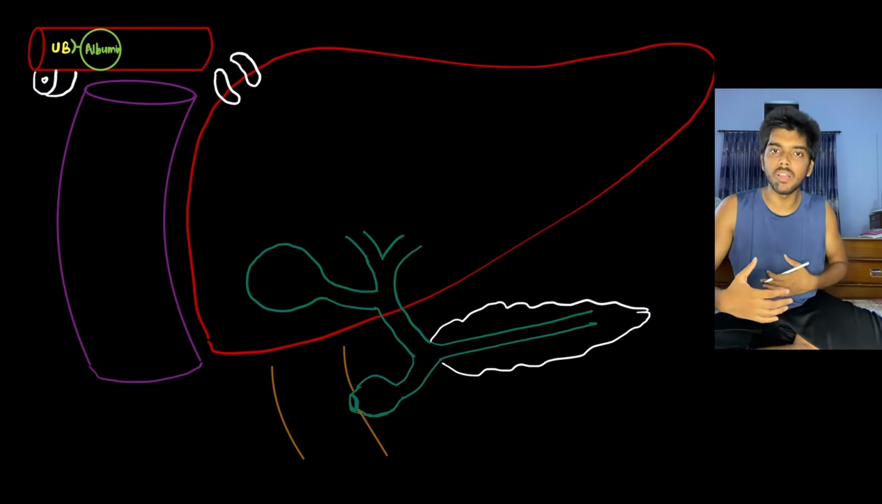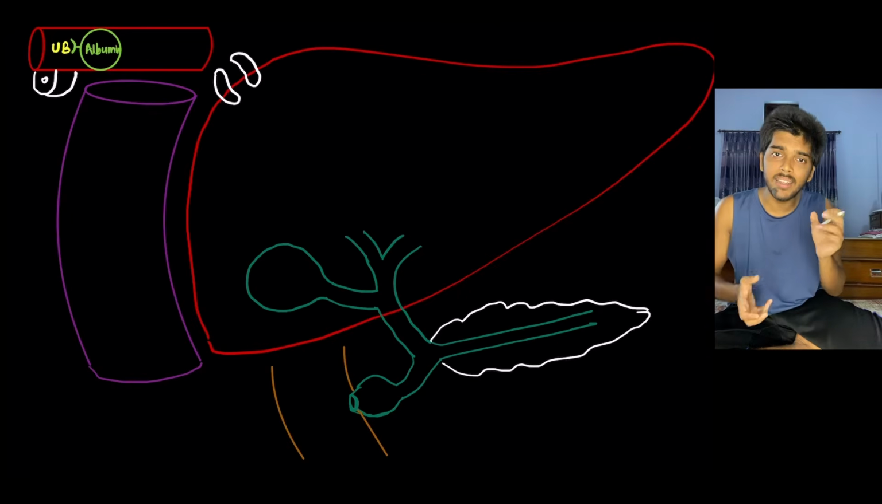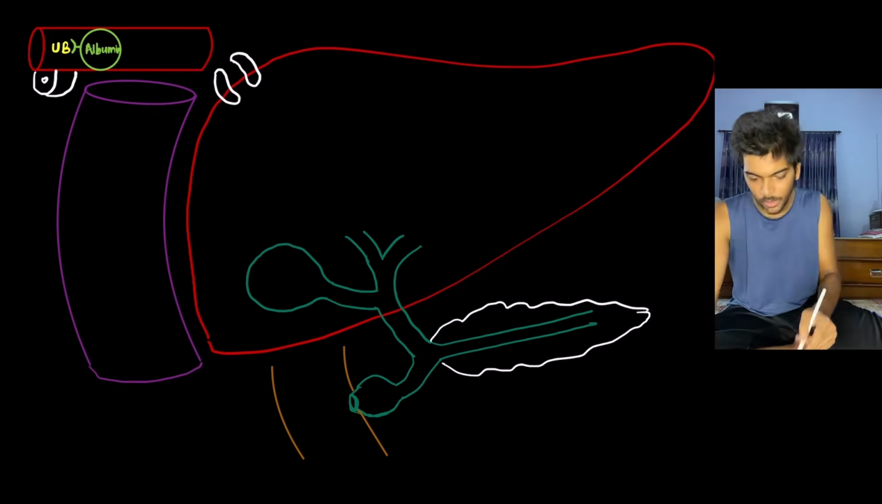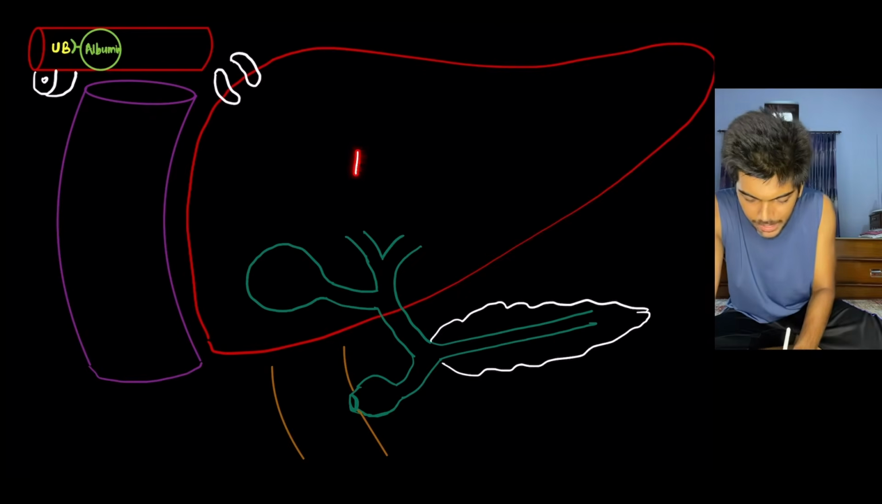That is portal circulation, or hepatic portal circulation, or the enterohepatic circulation. Entero referring to GIT and hepatic referring to liver. Okay. The liver makes bile.